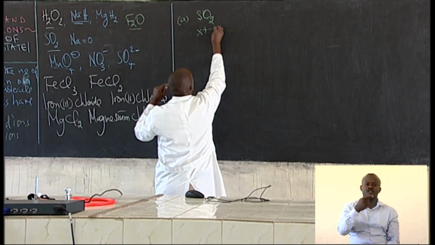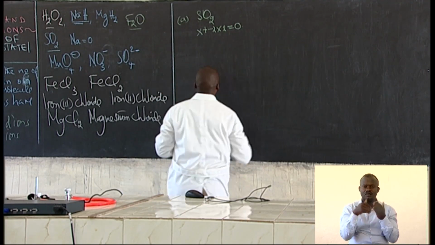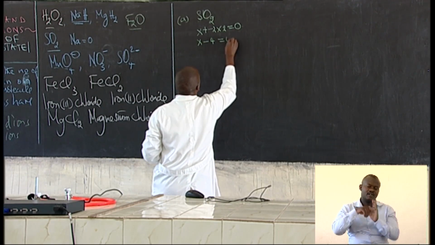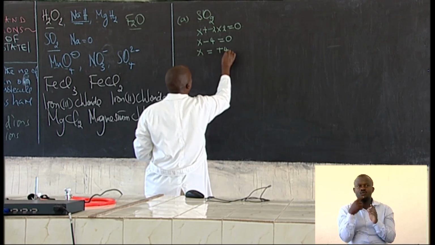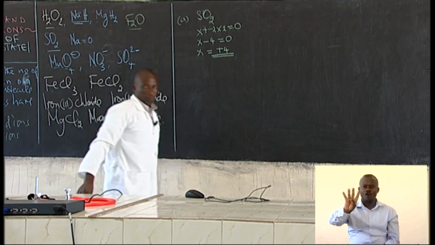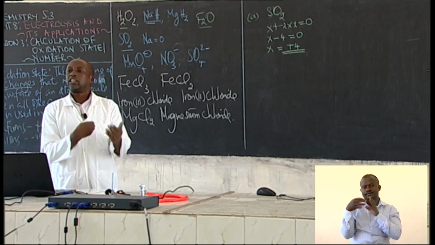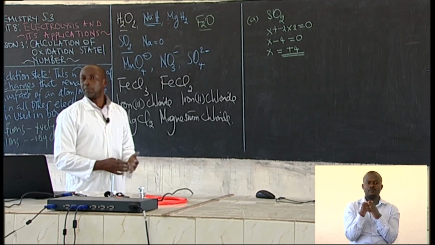Oxygen carries a -2, then times 2, and this will be equal to 0. That is X minus 4 is equal to 0. So X is equal to +4. As I said, it is just simple addition and subtraction. Simple mathematics, primary 3, 4 level.